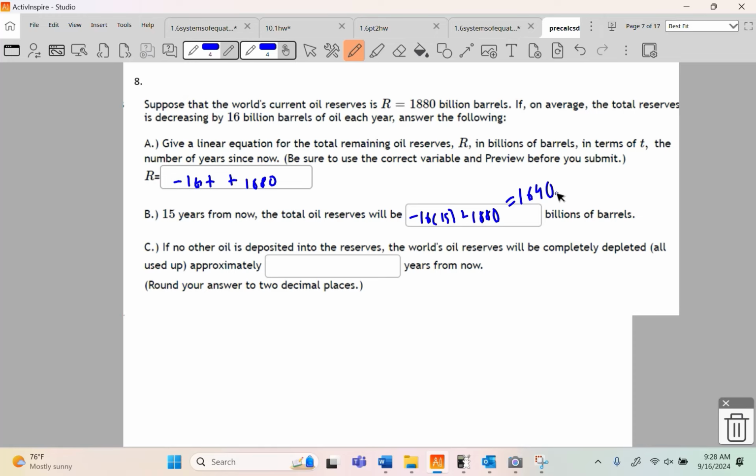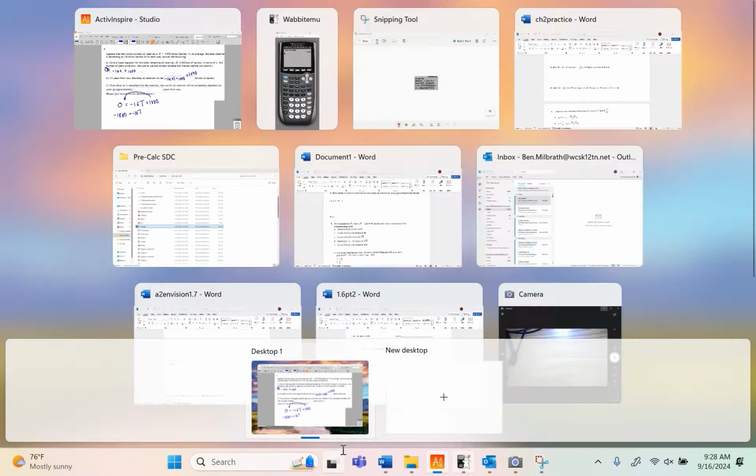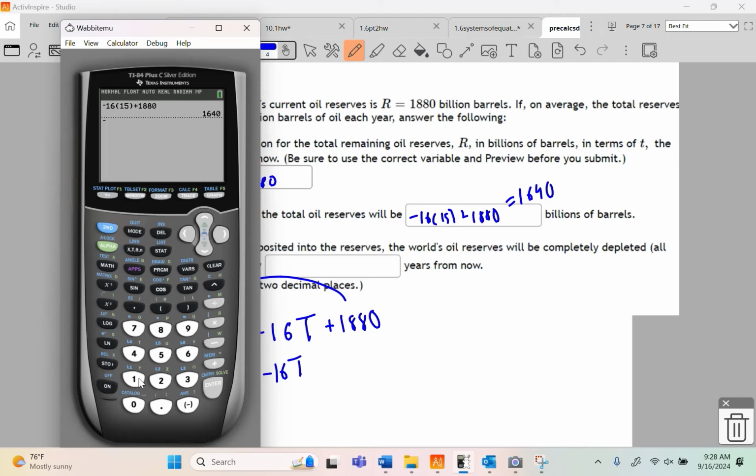Billions of barrels. See, if no other oil is deposited in the reserves, and we do find oil quite often, the world's oil reserves will be completely depleted approximately how many years from now? So we're going to set this equal to 0 and just do some simple algebra. So we got a negative 1,880 divided by negative 16, about 118 years from now.